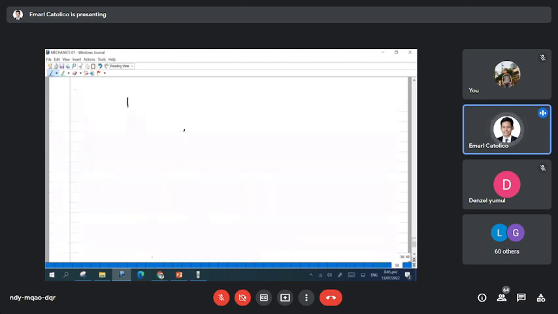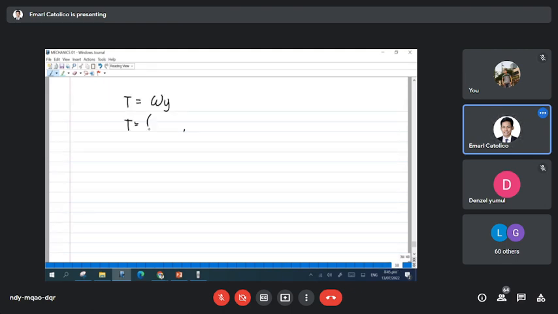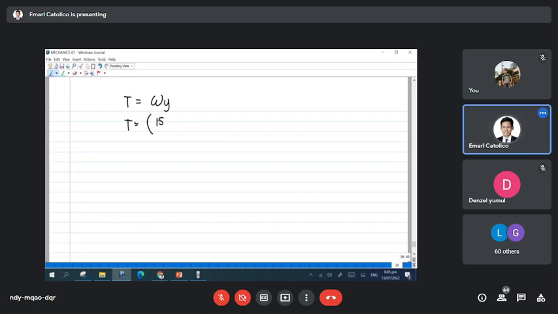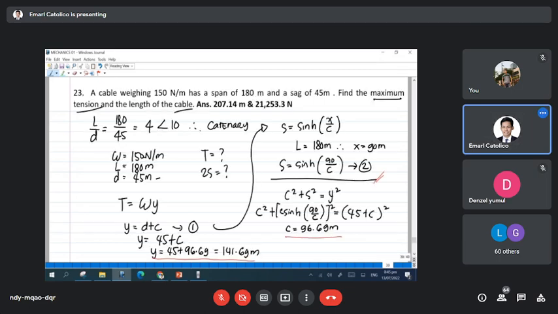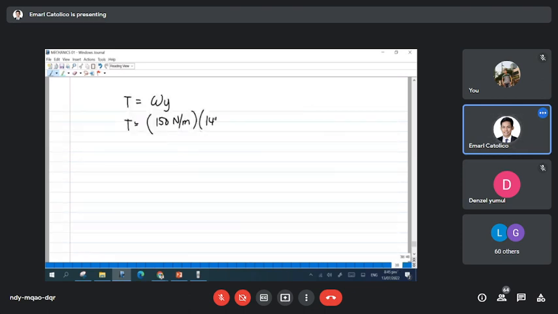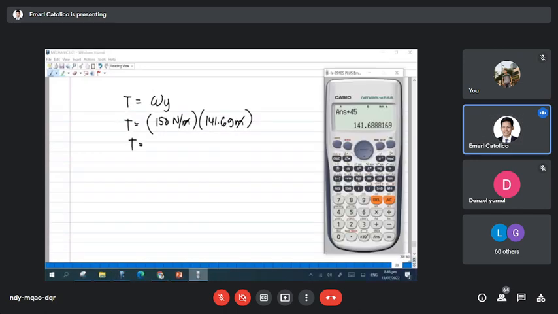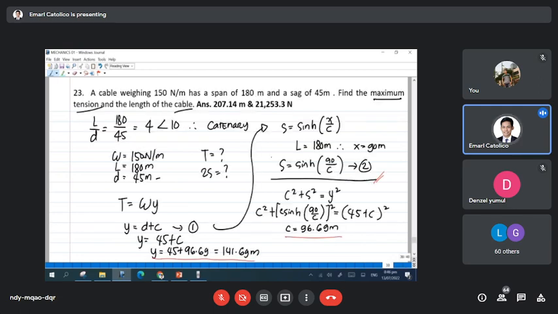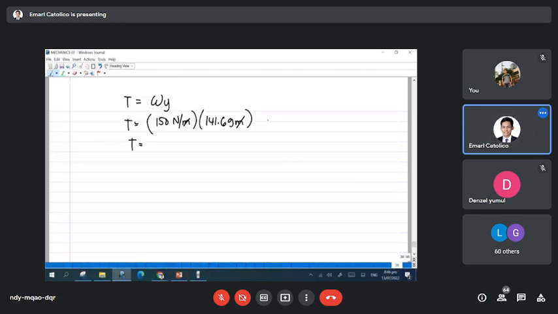So kunin muna natin si tension. Tension is omega times Y. Omega natin is 150 Newton per meter. Y natin is 141.69. So, makacancel si meters, makuha mo si tension ng iyong cable. So 150 times 141.69. Okay. 21,253. Tama ba? Okay. Tama naman. 21,253.5. Unit natin is Newton.